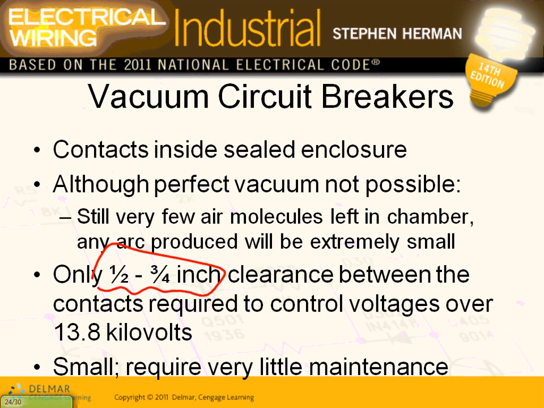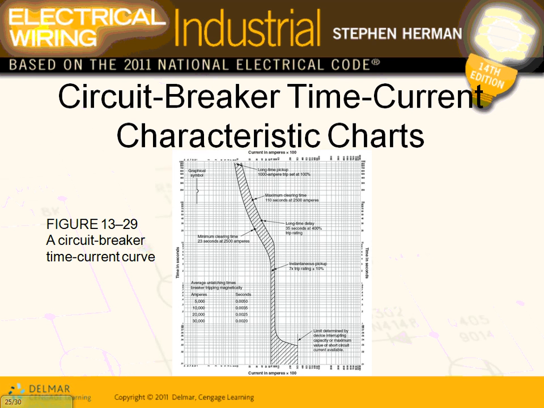And again, they always say a perfect vacuum is not possible, because there will still be a tiny little arc coming out of it, but it's much less than the other circuit breakers.